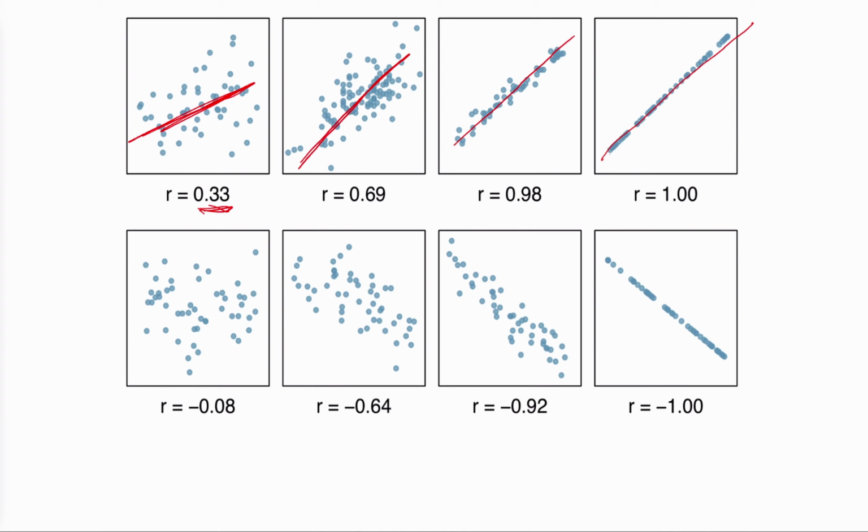And then same thing in the negative direction. This is an R of -0.08, which is basically nothing. There's not really any correlation there. Here we have a moderately strong negative correlation, -0.64. This is a very strong negative correlation, -0.92. And then -1 would be a straight line.